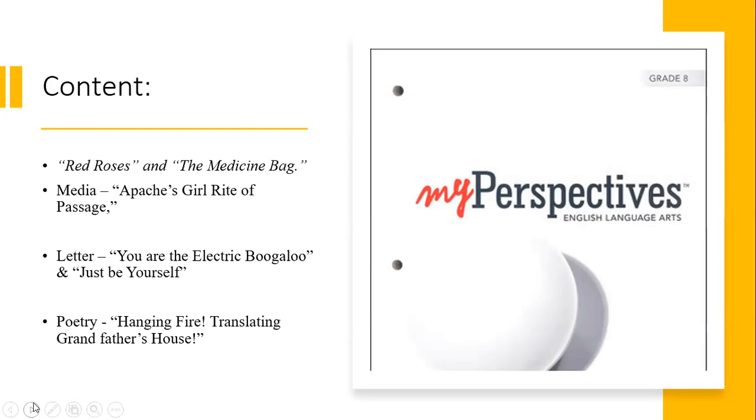So just a quick recap of what we're going to do and what book we are using. This is the book that we're going to use. It's called My Perspectives, English Language Arts, Grade 8. The content that shall be covered within this unit includes the following: Red Roses and the Medicine Bag; Media, Apache Girl's Rite of Passage; Letter, You Are the Electric Boogaloo and Just Be Yourself; Poetry, Hanging Fire; Translating, Grandfather's House.